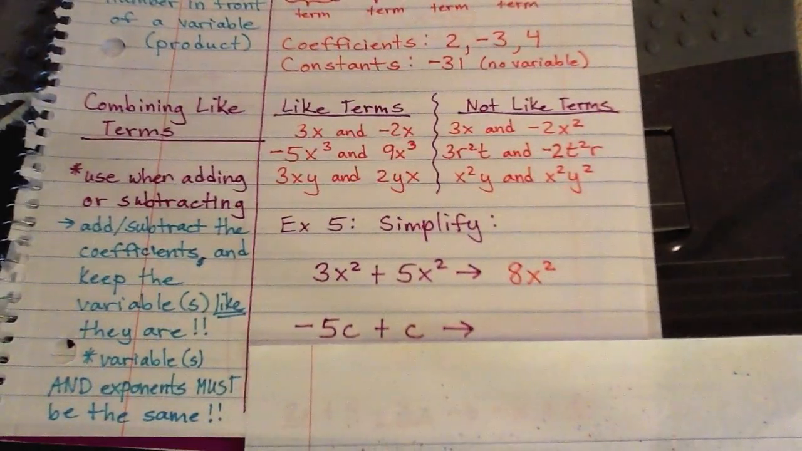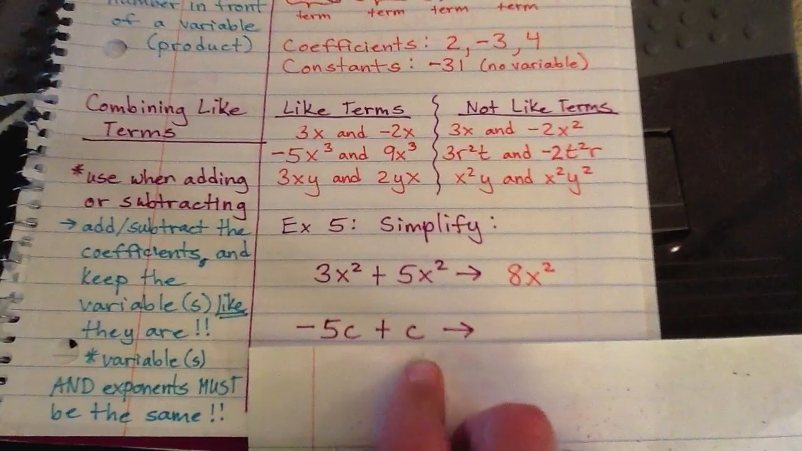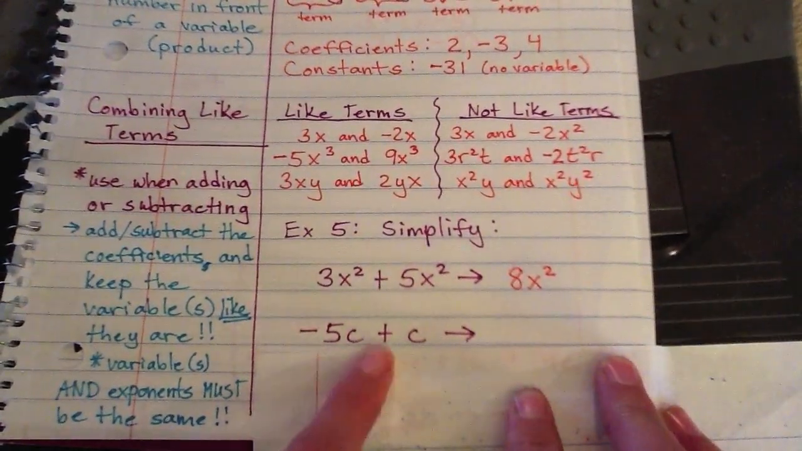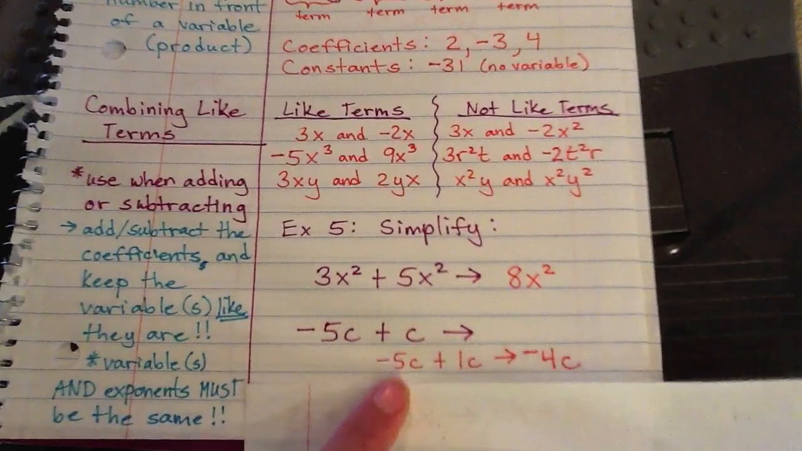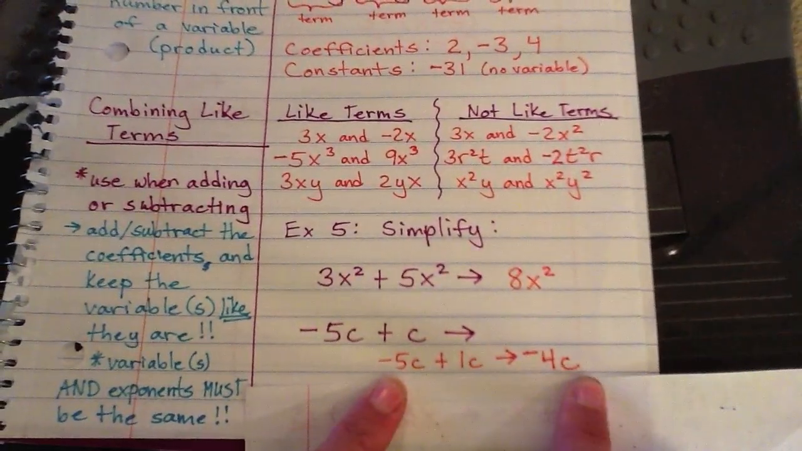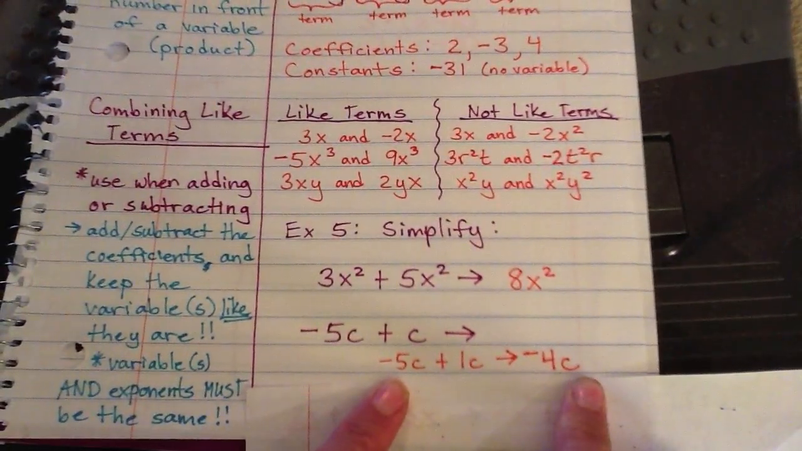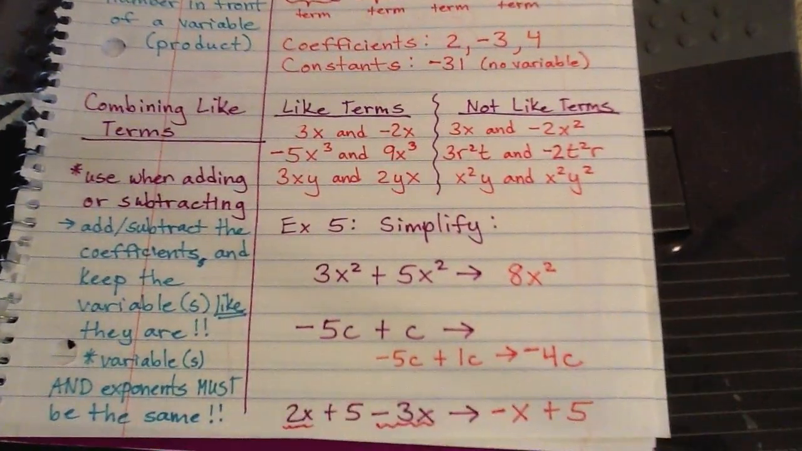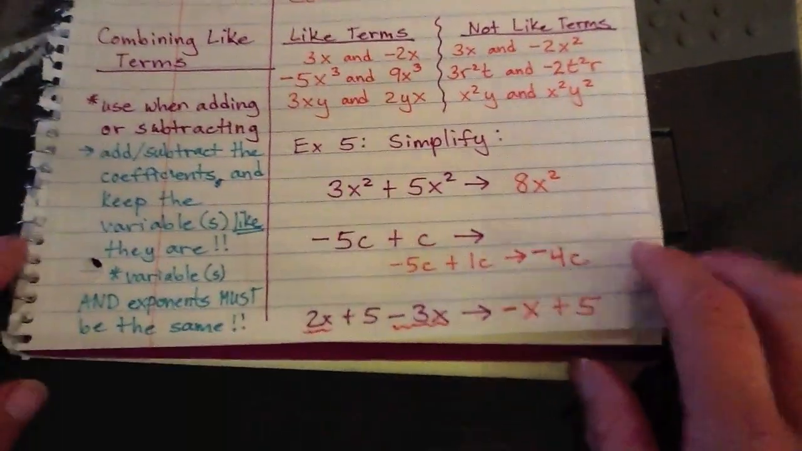Negative 5c plus c. I have opposite signs. Don't forget that that's a 1 right there. So you actually end up with a negative 5 plus 1, which is a negative 4c. Combine your coefficient, bring the c over. And there's a last one to look at.